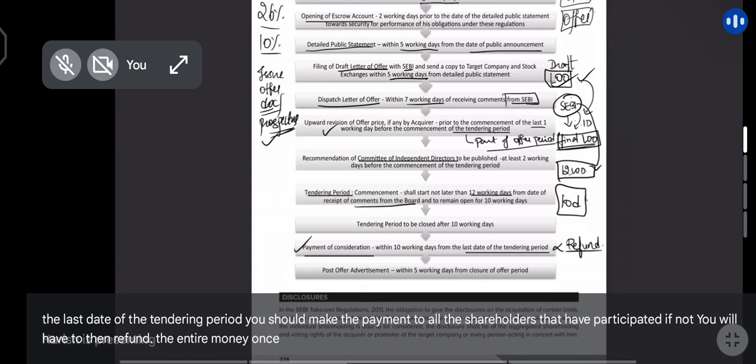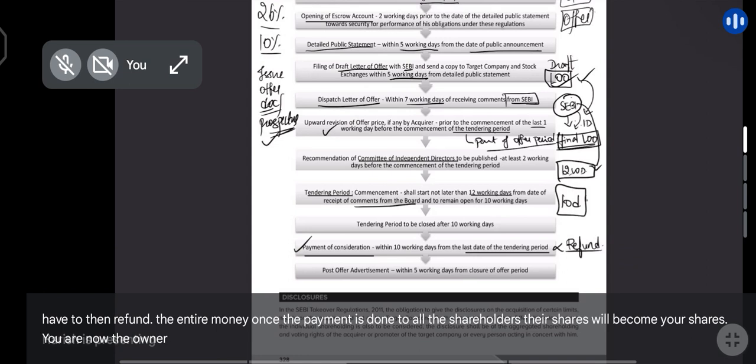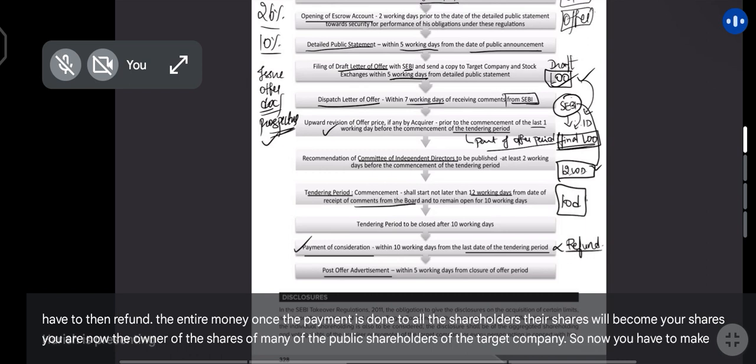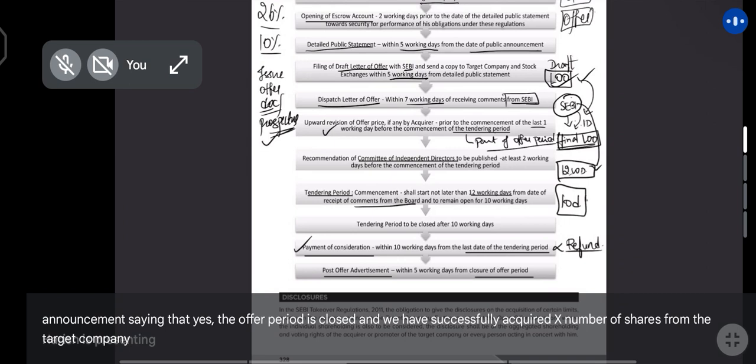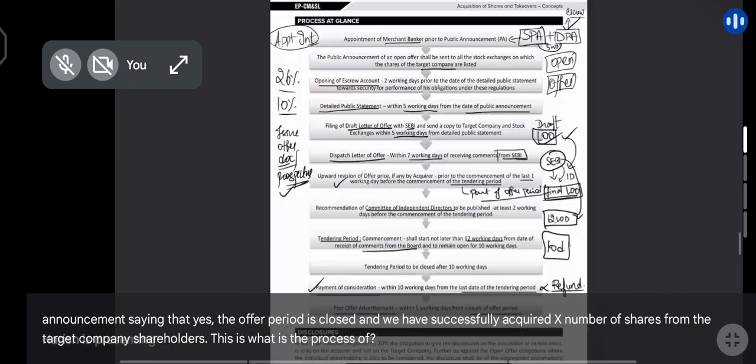Once the payment is done to all the shareholders, their shares will become your shares. You are now the owner of the shares of many of the public shareholders of the target company. So now you have to make an announcement saying that yes, the offer period is closed and we have successfully acquired X number of shares from the target company shareholders. This is the process of takeover for this particular chapter.